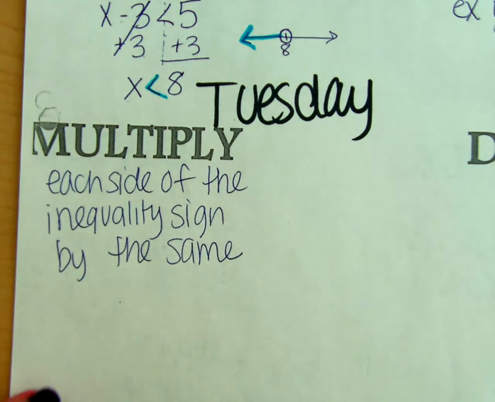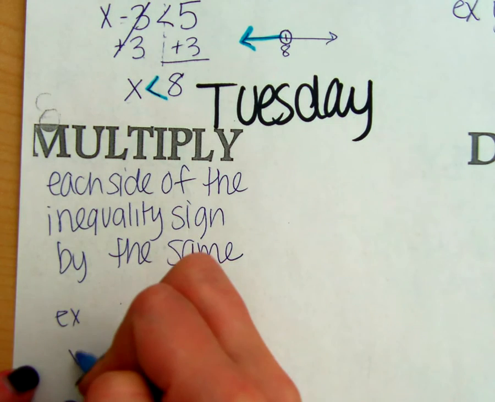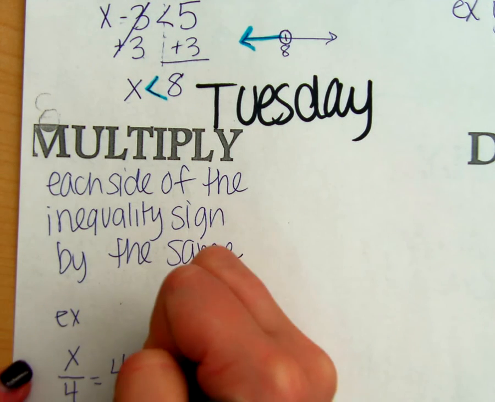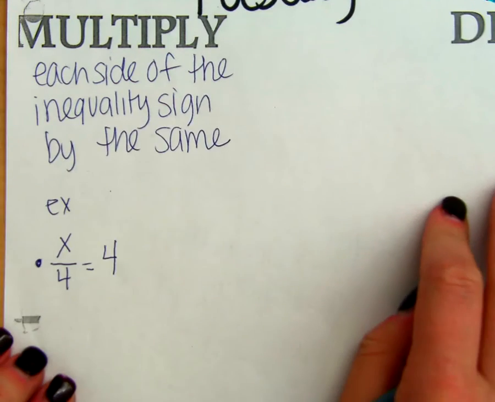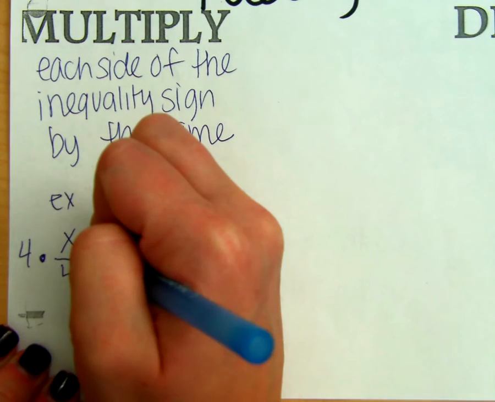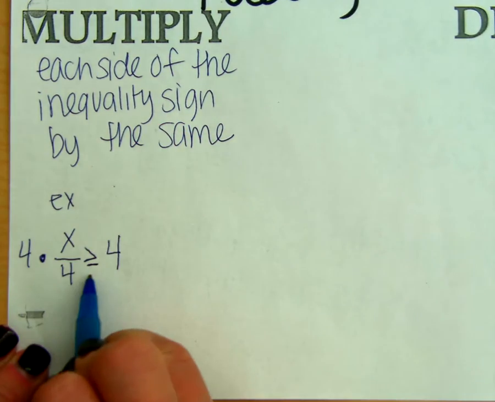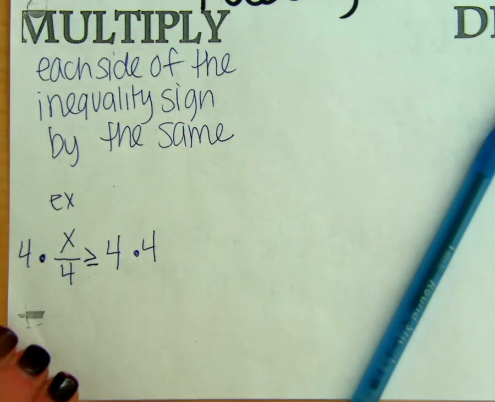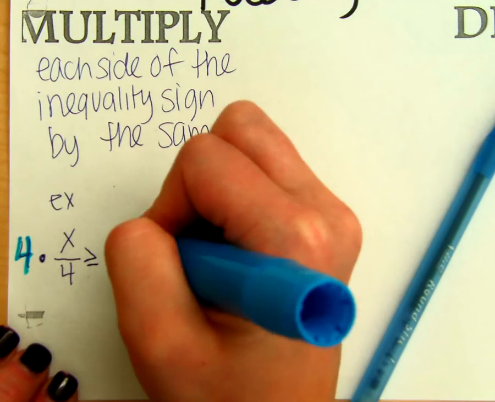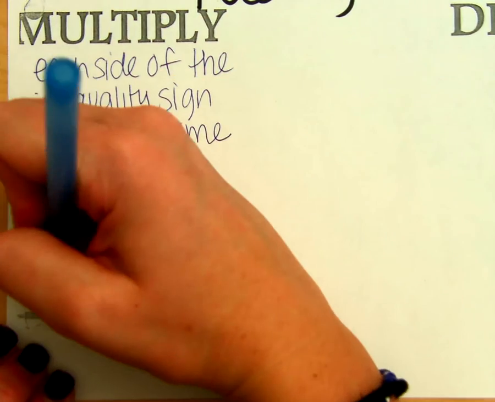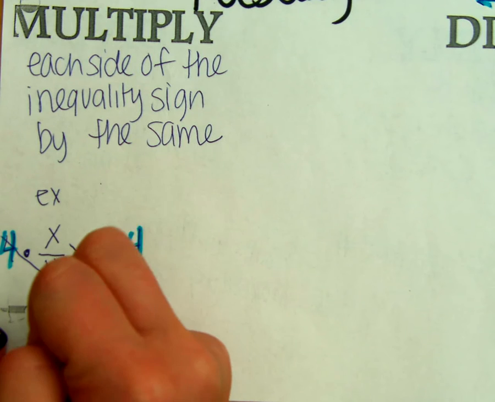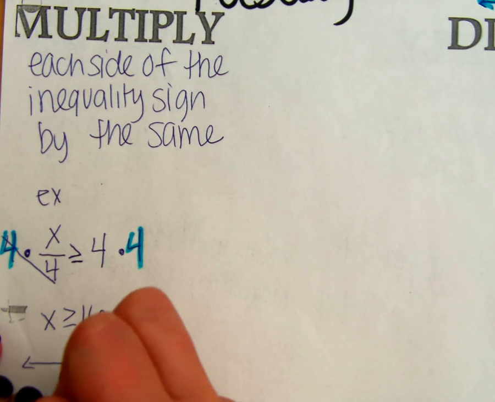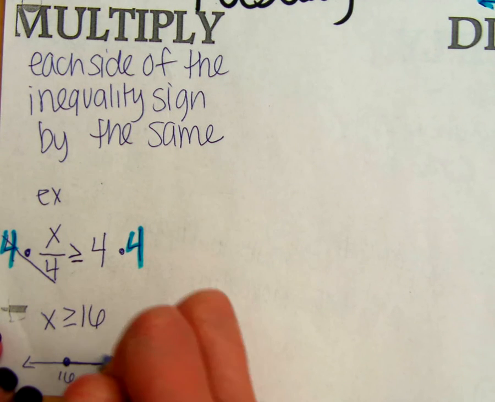So if you have, for example, x divided by 4 is greater than or equal to 4, you need to multiply both sides. I should say it is greater than or equal to, because we're doing inequalities. Multiply both sides by 4. When you do this, these 4's will cancel out, and you will be left with x is greater than or equal to 16. When you graph it, 16, closed circle, to the right.